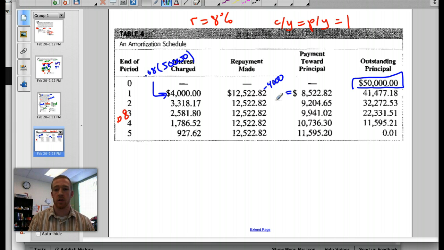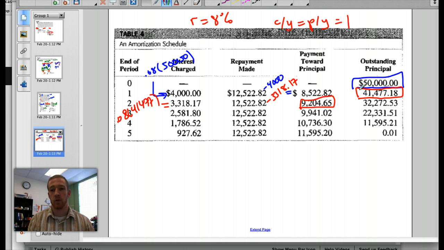Now we do 8% calculated on the year before. So the year before this was our total amount. So you do the end of the year before, 8% times that, gives you this. So it's a little bit smaller amount, so a little bit less of your payment has to go to interest. So now you do this minus 3,318.17.